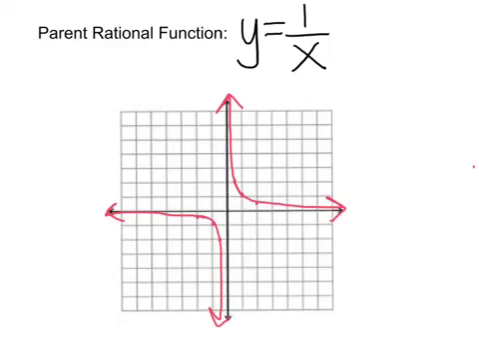So our parent rational function is the equation y equals 1 over x. And the graph looks like this. We have these two portions of the graph, one in the top right and one in the bottom left. And we have these two asymptotes that split up the graph. We have a vertical asymptote, x equals 0, and we have a horizontal asymptote, y equals 0.